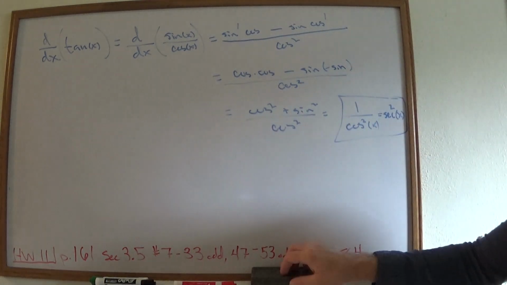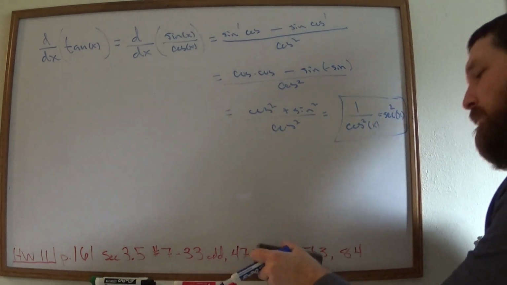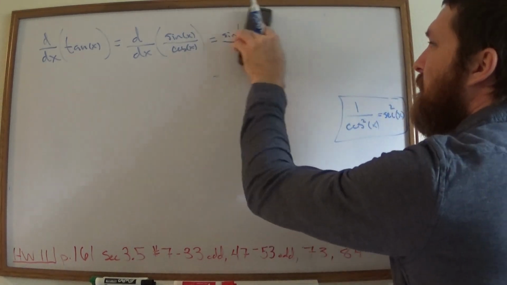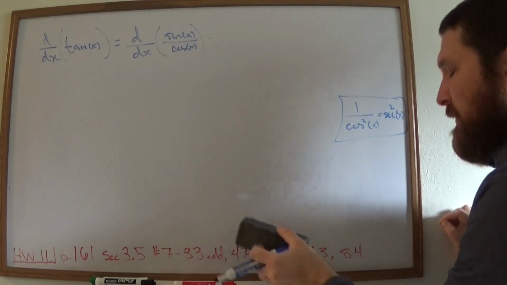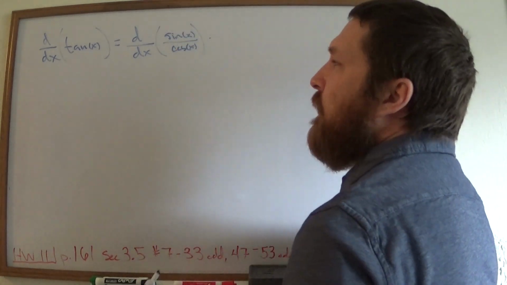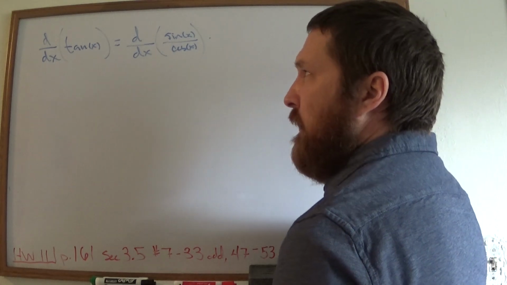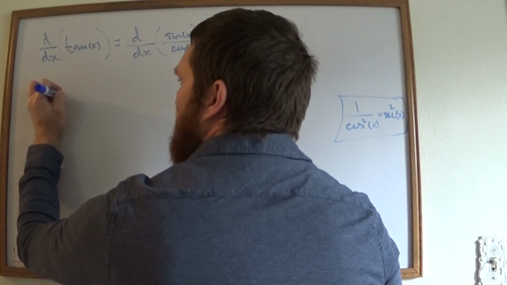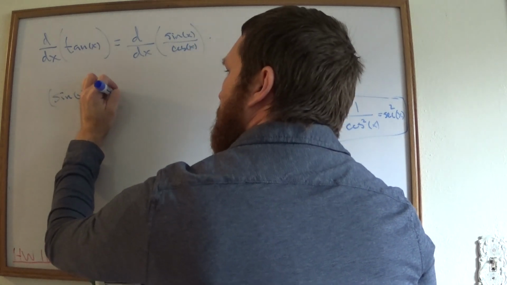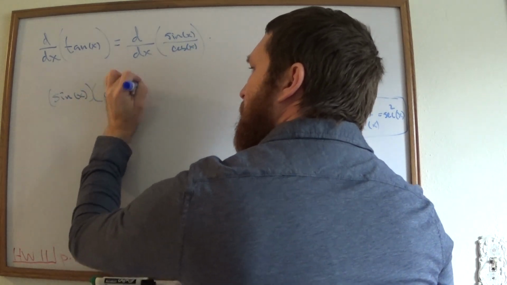Now, check this out. This is pretty cool. And pay attention, because you have a homework problem where you're going to want to pay attention. Another way you could do this is say, well, hold up, sine over cosine is the same thing as sine times cosine to the negative 1.